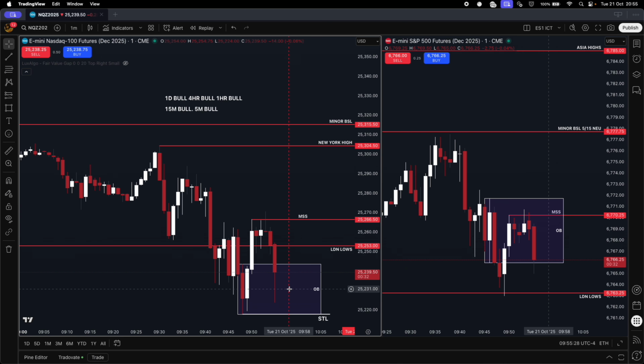So obviously in the last minute we had a new 5. So the 5 is still bullish, which you can see there. The 15 is bullish. And the hourly and time frames above that we check after the point of 10 AM.